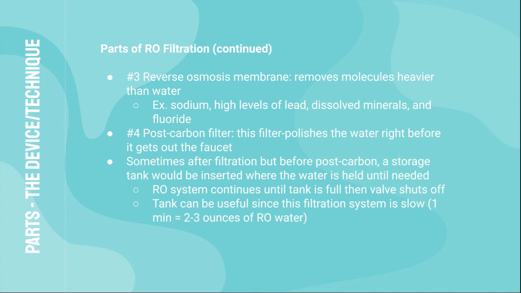Sometimes after filtration, but before post-carbon, a storage tank would be inserted where water is held until needed. The RO system continues until the tank is full and then the valve shuts off. The tank can be very useful since the filtration system is slow, where in about a minute there's only 2 to 3 ounces of RO water produced.